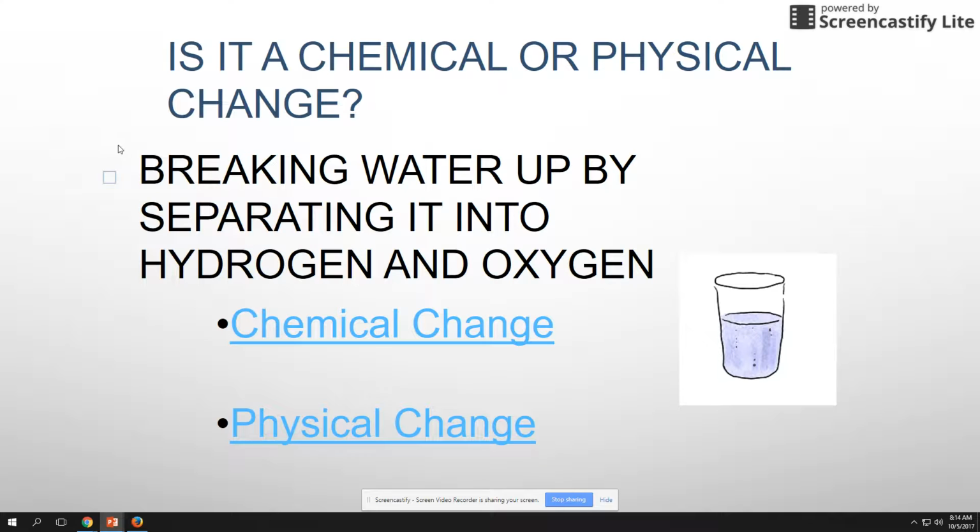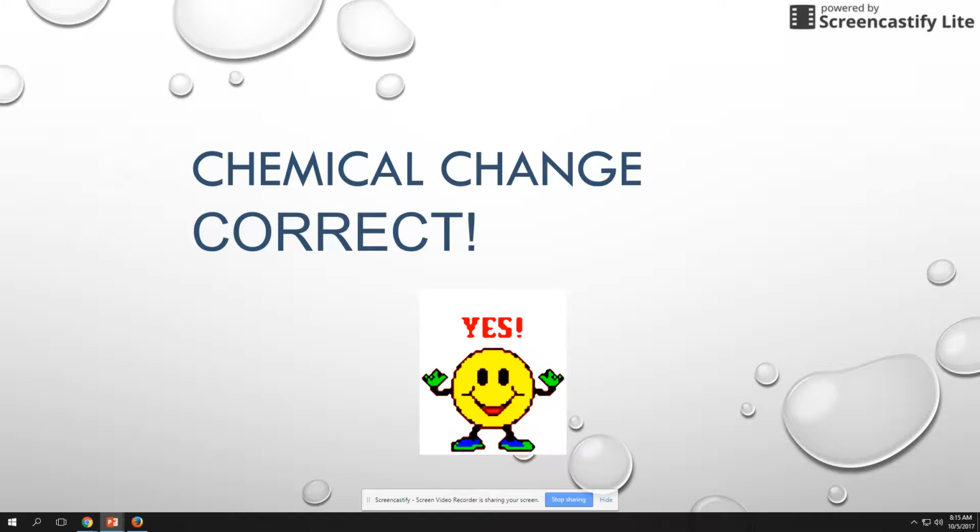Is it a chemical or physical change? Breaking water up by separating it into hydrogen and oxygen. Ooh, so we're going to be breaking up something. This is going to be a chemical change. Remember we talked about when hydrogen and oxygen come together to form water? Correct. Chemical change. You can't break up the bonds, and if you do, it's going to be something different.